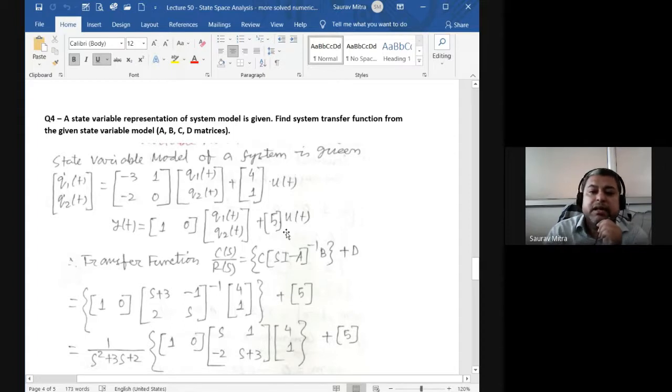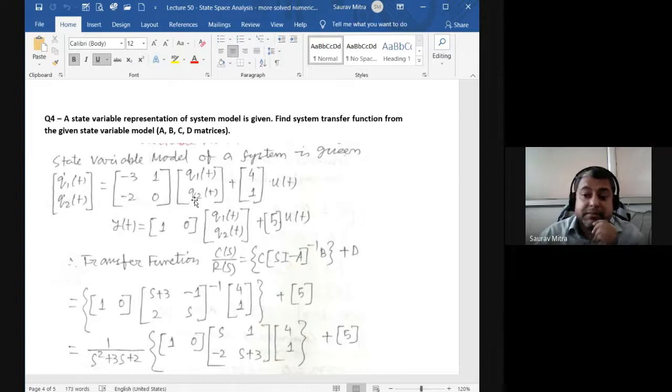In that case, you can write it in this compact form. So these two equations together are giving us the state variable analysis response for the given system. What the system is we don't know, but this much we know: the system is a second order system, and y(t) is equal to q1(t) plus 5u(t).